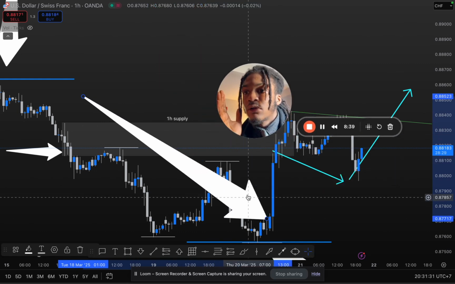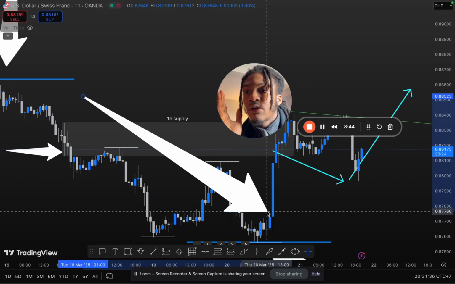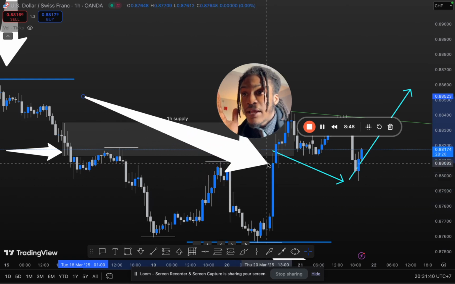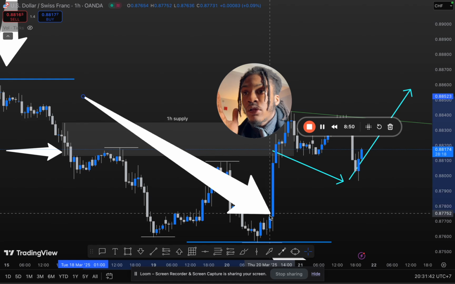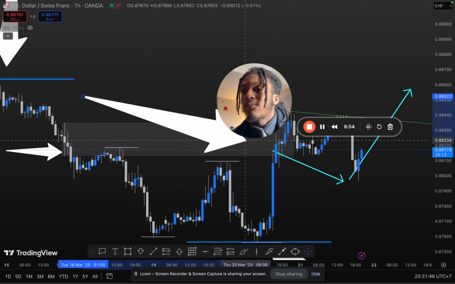Down here, we had some demand here. We have a demand zone here, and then after we had some demand here, we had this giant candle of demand, and that giant candle was the cause, the fuel of this breaking my 1 hour supply. So I noticed that.